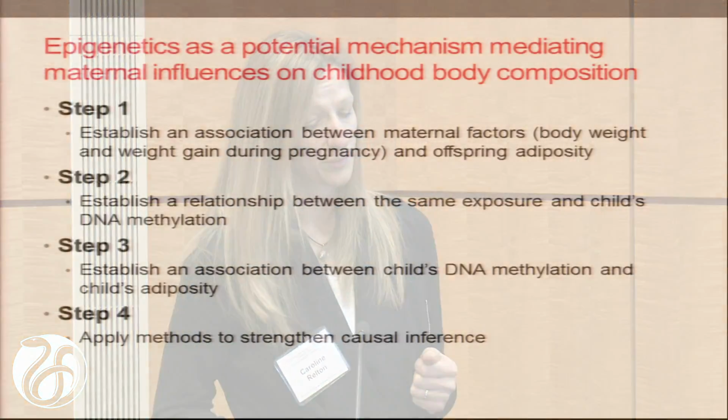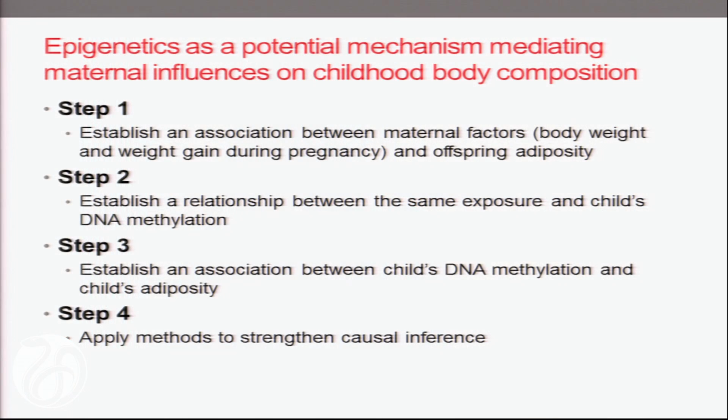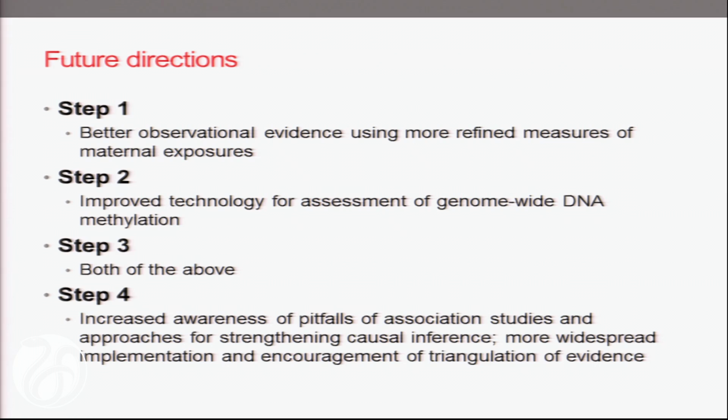So I started by talking about this stepwise process in terms of establishing epigenetics as a potential causal mechanism. Revisiting those steps, how can we improve the evidence, or the tools and the data we have, to address each of them? We need better observational evidence using more refined measures of maternal exposure, to get a better description of what components of maternal overweight or obesity and maternal underweight are influencing offspring adiposity.